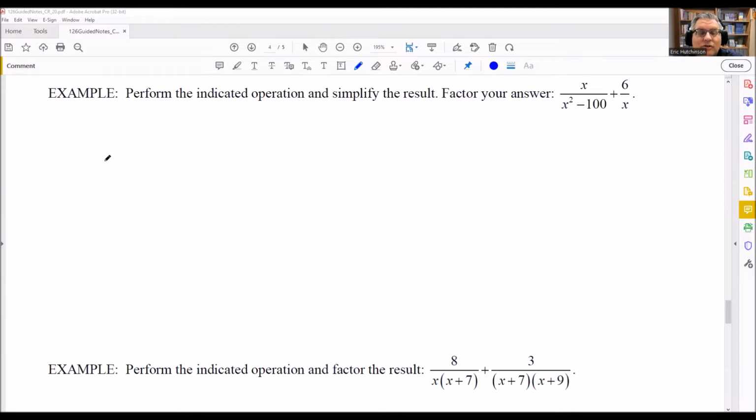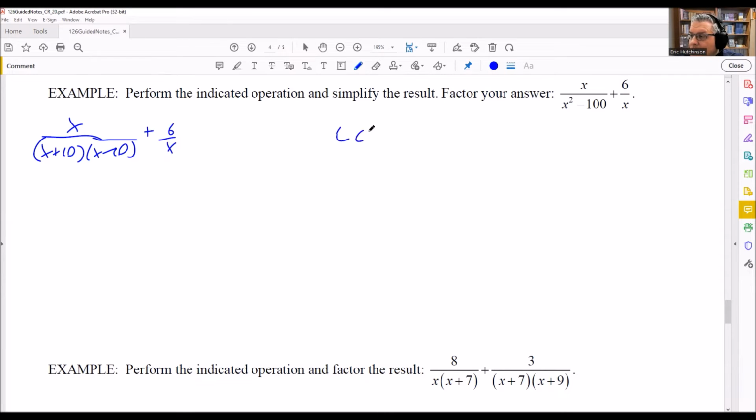We want to add these two rational expressions together. Now, before we do that, we want to factor so that we can tell what our least common denominator is going to be here. So we're going to do x over (x plus 10)(x minus 10), and the other one, we have 6 over x.